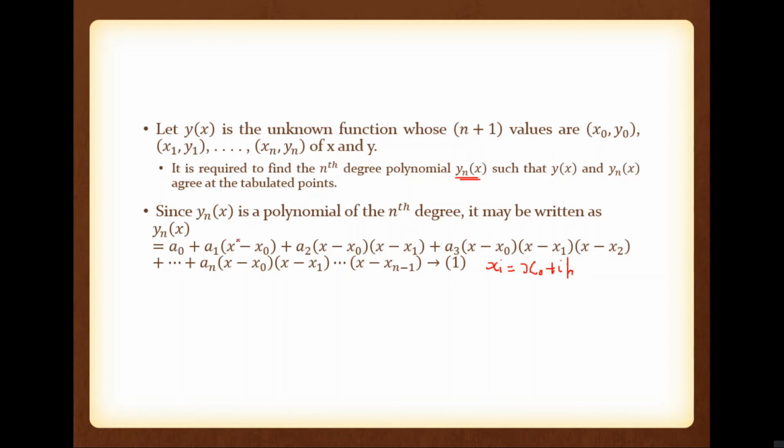So this one is the first degree term. Now what about a2? a2 is the coefficient of the second degree term. Why? It is the coefficient of x minus x0 into x minus x1, the first two data, x0 and x1. So x minus x0 into x minus x1 is the second degree term. So a2 is the coefficient of the second degree term. a3 is the coefficient of the third degree term.